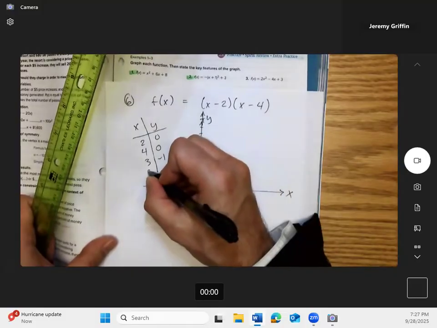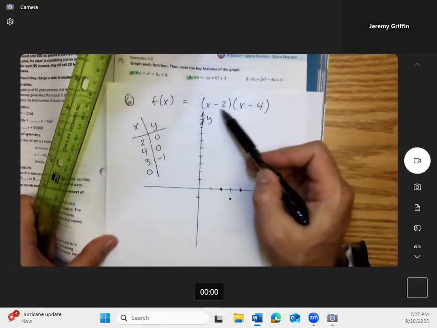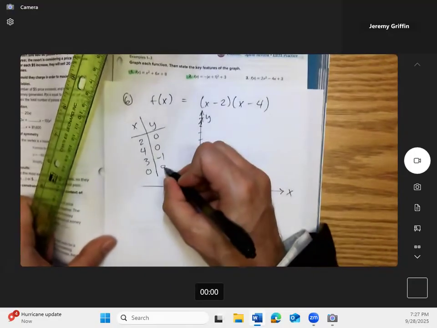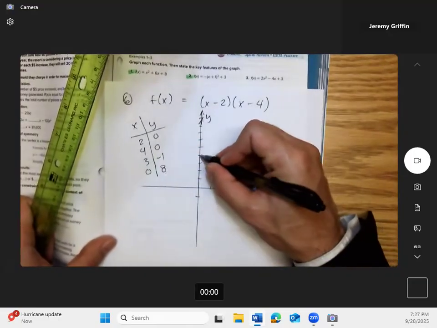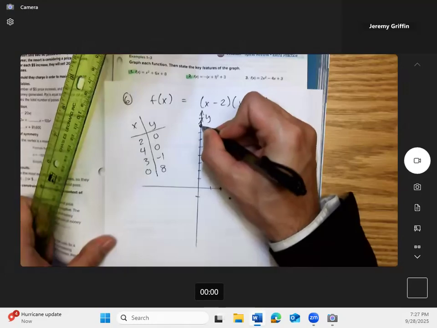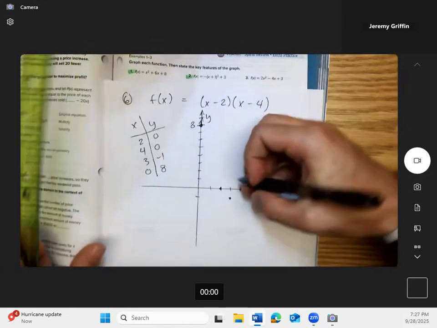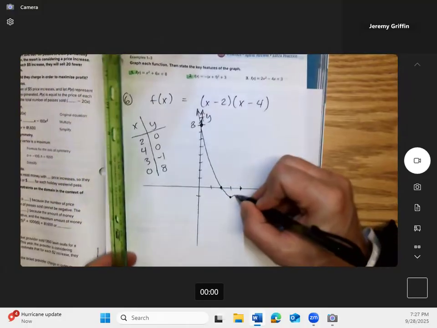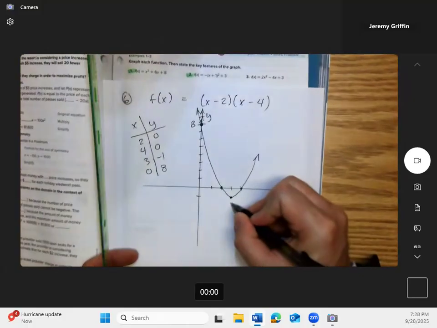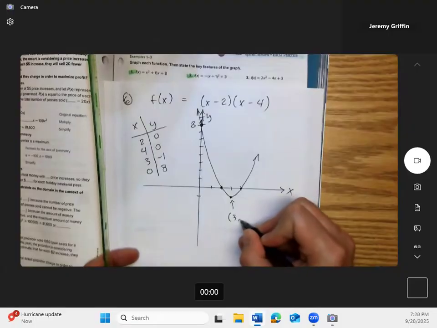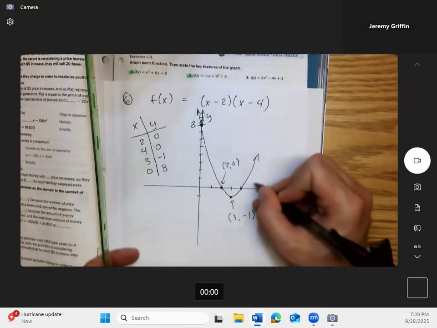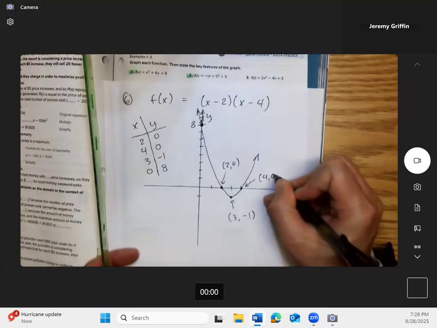I'm curious, one more point. What if I plug in 0? I get -2 here. I get -4 here. -2 times -4 is +8. That's 2, 4, 6, 8. That's this point right here. 0, 8. Okay. Yeah, there's a bunch of points. So probably those would be the 4 points of interest, wouldn't it? So the vertex is at 3, -1. The zeros are at 2, 0, and 4, 0.